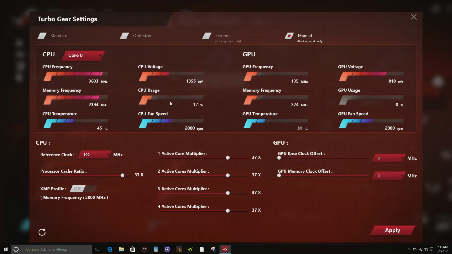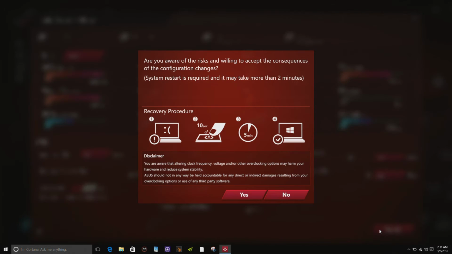As a final step of our overclocking adventure, we'll switch to manual mode. We increase the CPU frequency to 4 GHz. We increase the CPU cache frequency to 4 GHz. We enable XMP, and then we also increase the GPU core frequency by 200 MHz, as well as the GPU memory frequency by 300 MHz as well.